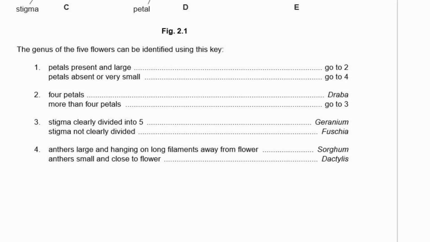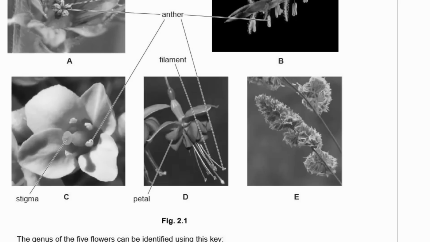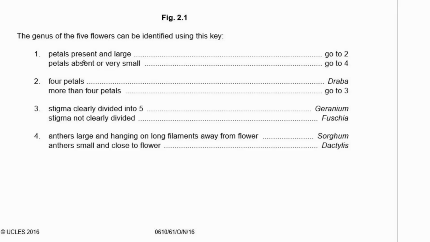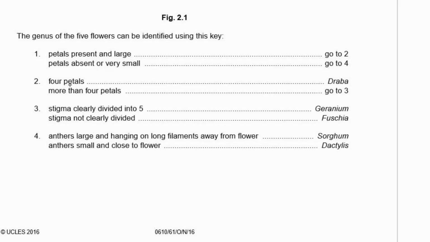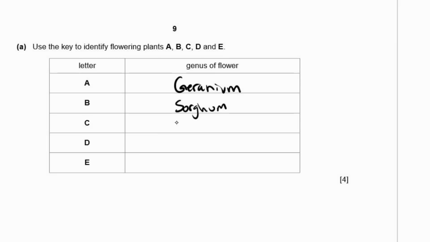All right. Now we go to C. Again, are the petals present and large? Well, those look like very nice large petals. Yes. So the petals are present and large. We go to 2. Do they have 4 petals or more than 4 petals? 1, 2, 3, 4. I see 4 very nice petals. So 4 petals mean this is draba. Okay, this is draba.